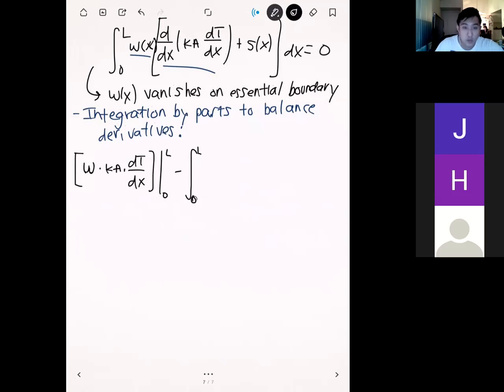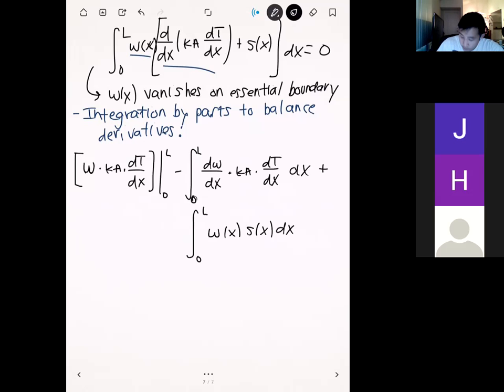Okay, and then we're going to subtract our integral from 0 to L of dw dx times k a times dT dx. Okay, and so now notice that we have two first derivatives instead of a second derivative term. Okay, plus our body force term, so in this case, our body heating term. Okay? So w of x, s of x, dx, and all this is equal to 0. Okay.